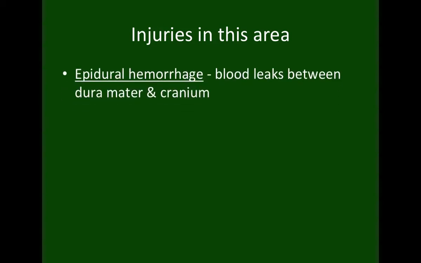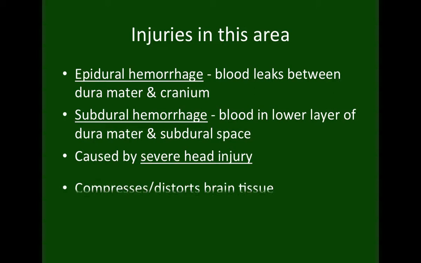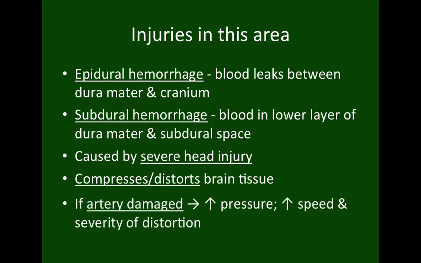Now, at the Dura Mater, we can have 2 types of injuries, and they're basically the same thing. The only thing that is different is the location: an epidural hemorrhage or a subdural hemorrhage. In both cases, we have the leakage of blood either above the Dura Mater or below the Dura Mater. This is caused by severe head injury or severe head trauma, including concussions. What happens is as that blood leaks, it compresses and distorts our brain tissue, which impairs its functioning. In some cases, if this pressure is not relieved, it can create permanent damage to the brain.